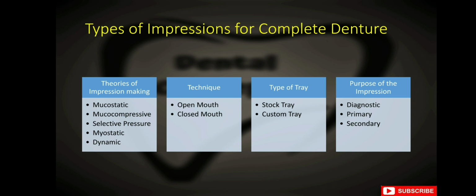Different types of impressions for complete denture patients. So impressions can be classified on the basis of theories of impression making into mucostatic, mucocompressive, selective pressure impression theory, myostatic and dynamic impression theory. On the basis of technique used during impression making as open mouth technique and closed mouth technique. On the basis of type of tray used for impression making, it can be made with the help of stock tray or custom tray, and on the basis of purpose of the impression, it can be a diagnostic impression, primary impression or secondary impression.